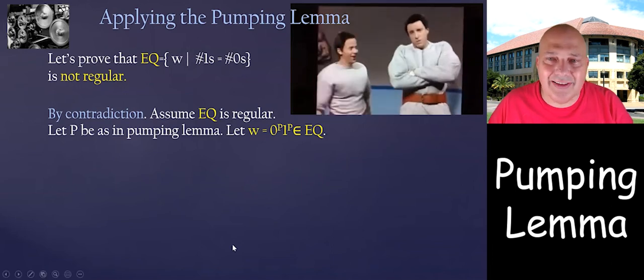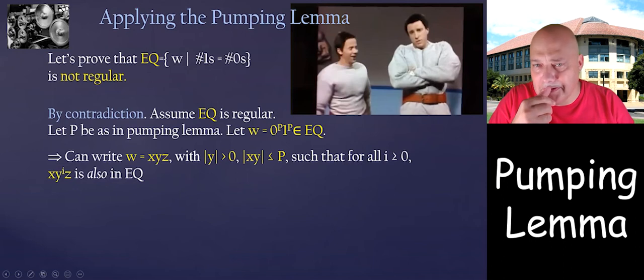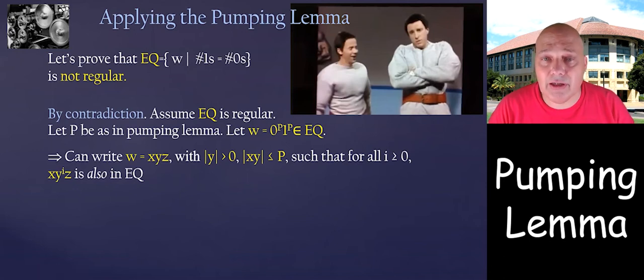Okay, we won't do it every time that we're going to use the pumping lemma, but I think once is appropriate. So we can write W as x, y, z with the properties of the pumping lemma. Y is non-empty, xy is at most p, and for every integer i, x y to the i z is also in the language.